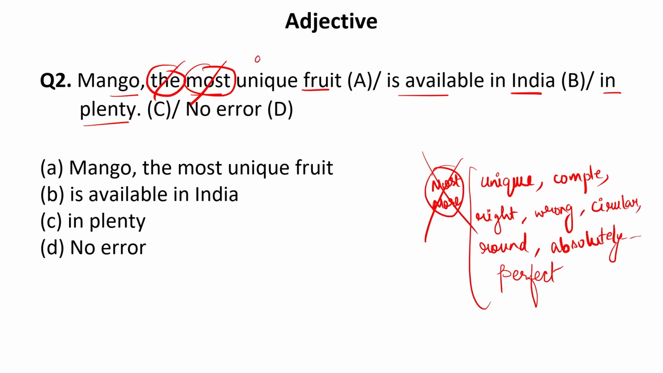Mango, a unique fruit. Now this word unique pronounces as unique. So it is pronounced as U. It means a consonant sound. Therefore, we need article A before it. So mango, a unique fruit, is available in India in plenty. Therefore, the error is in part A. So our answer is A.